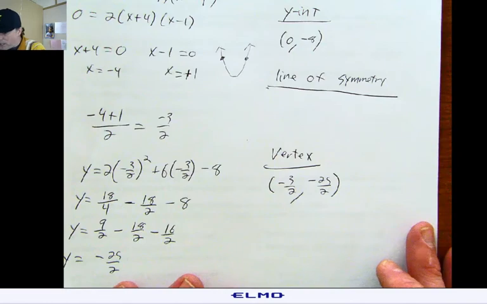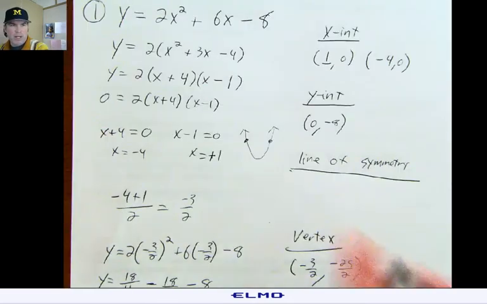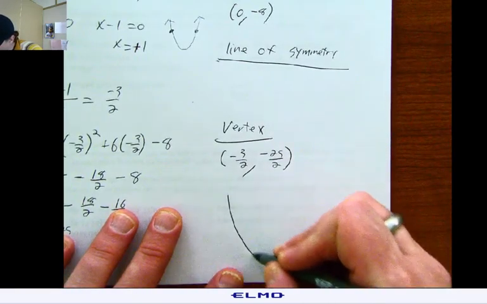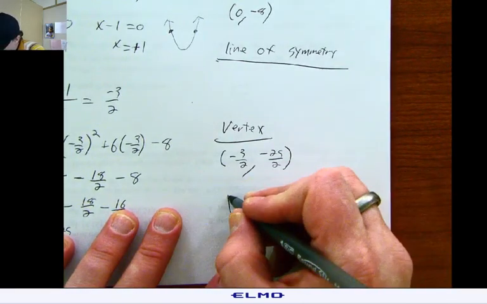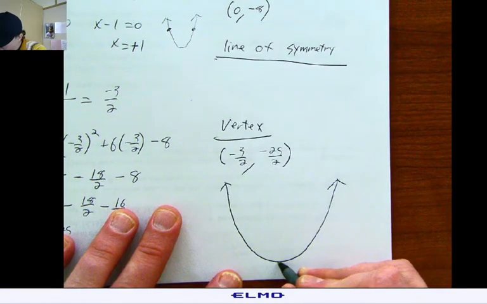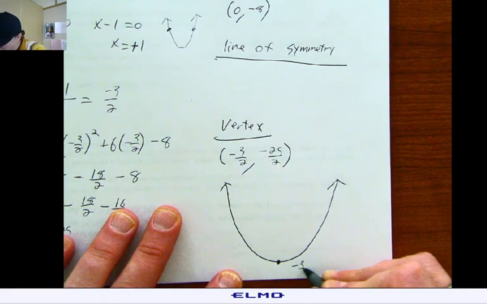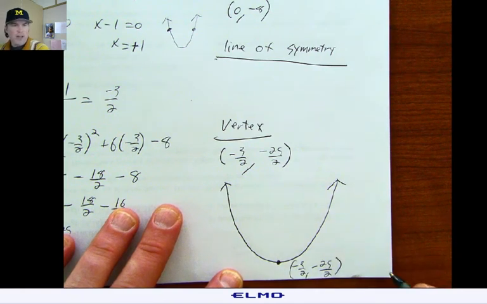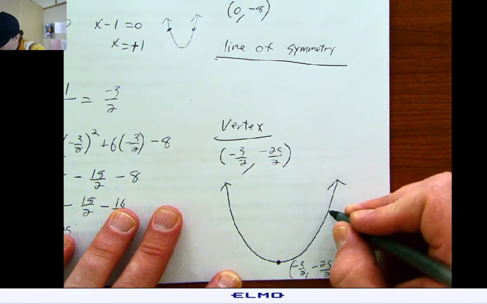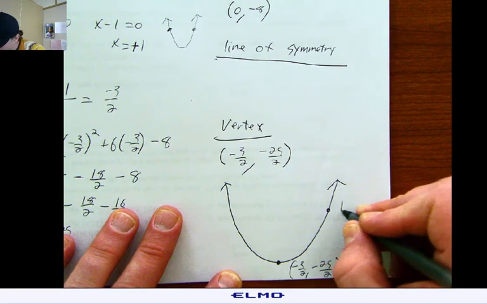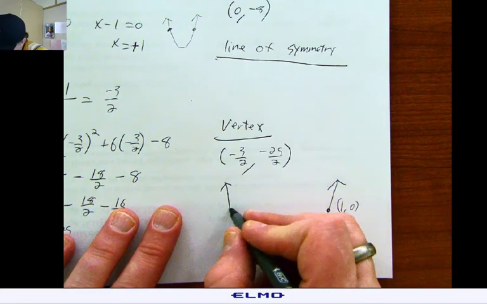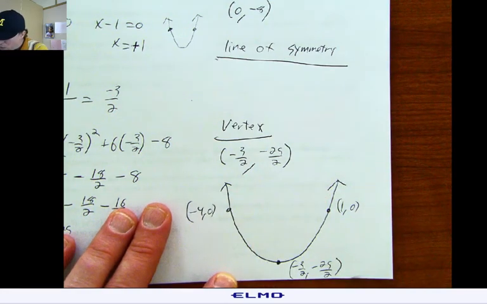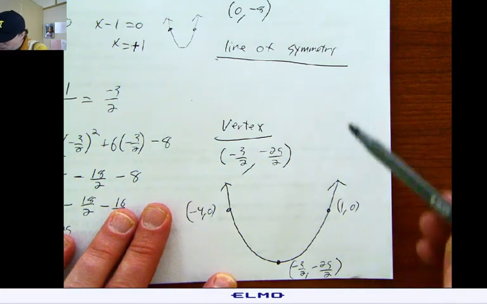So I guess at this point I could go ahead and start doing my graph. It's positive 2x squared, so I know the graph is going to be going up. The vertex is always in the middle, so I have -3 halves and -25 halves. And then your x-intercepts would be off on the sides. So I have one here at (1, 0), and another one over here at (-4, 0). The y-intercept at (0, -8).